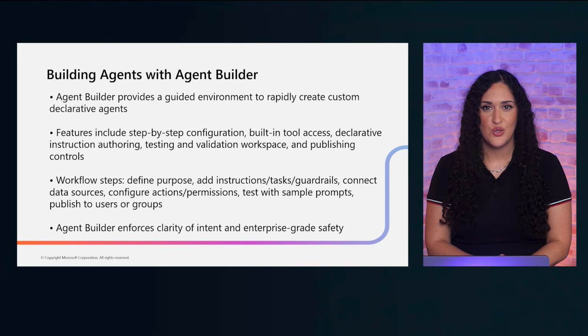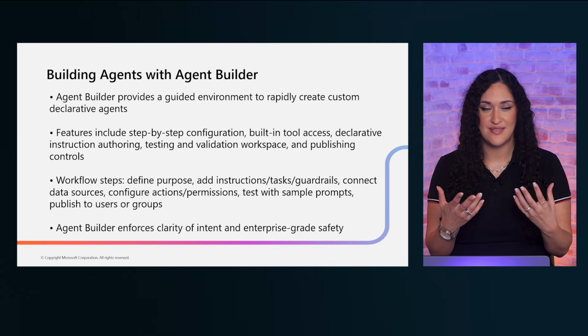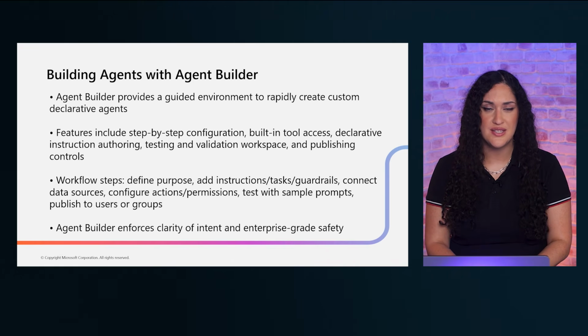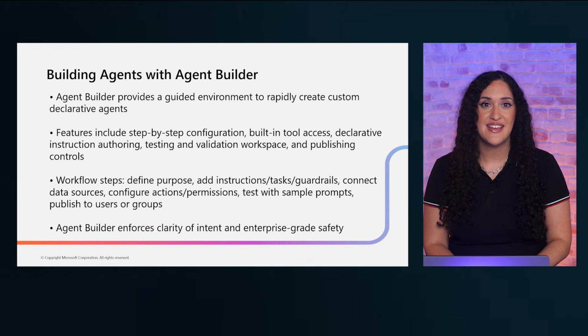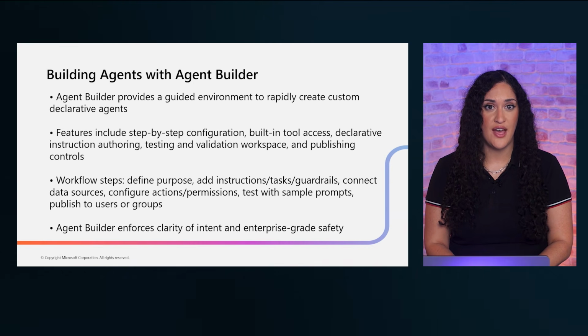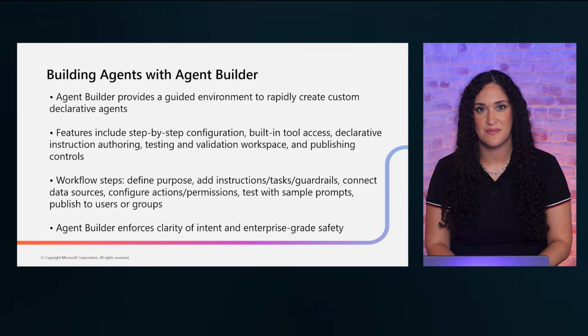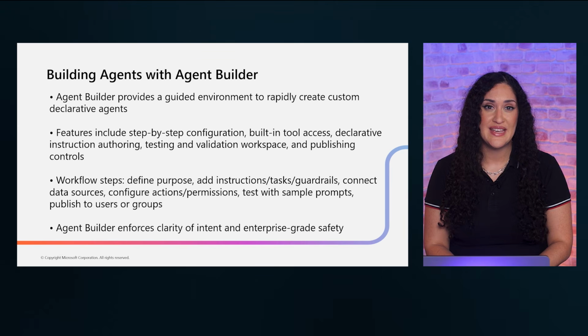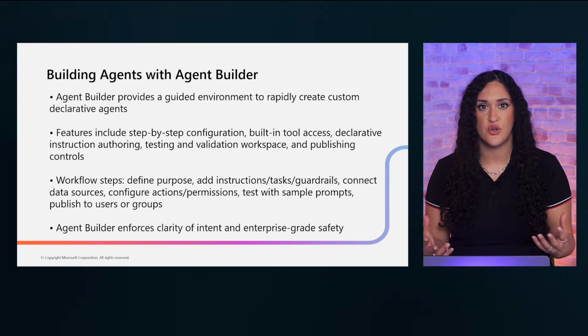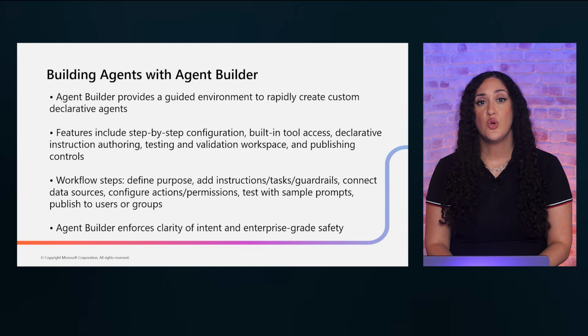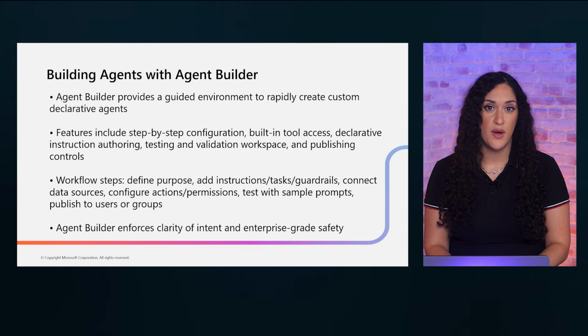Agent Builder in Microsoft 365 Copilot is your guided environment for creating declarative agents. It walks you through defining purpose, adding instructions and guardrails, connecting data sources, configuring actions and permissions, and testing with sample prompts. And finally, publishing. What makes it powerful is that it enforces clarity and enterprise-grade safety by design. Use the testing workspace extensively before publishing. Test with real-world scenarios, edge cases, and adversarial prompts to validate behavior.